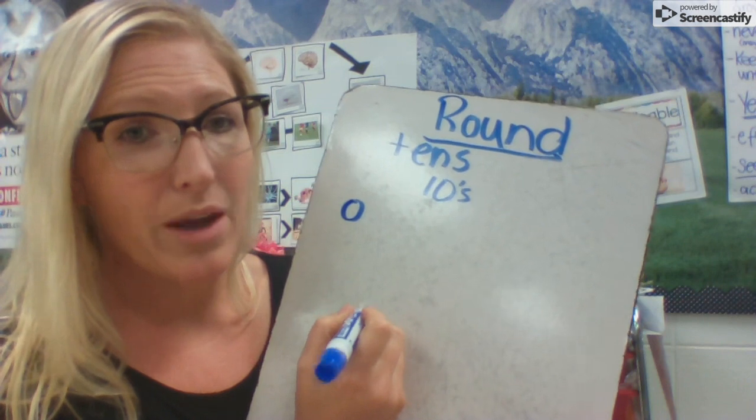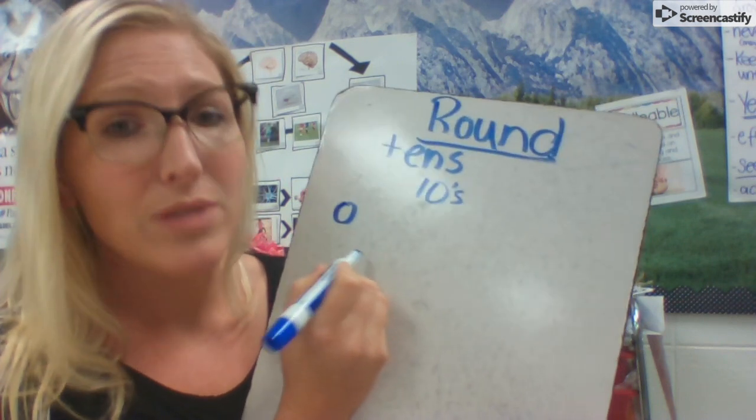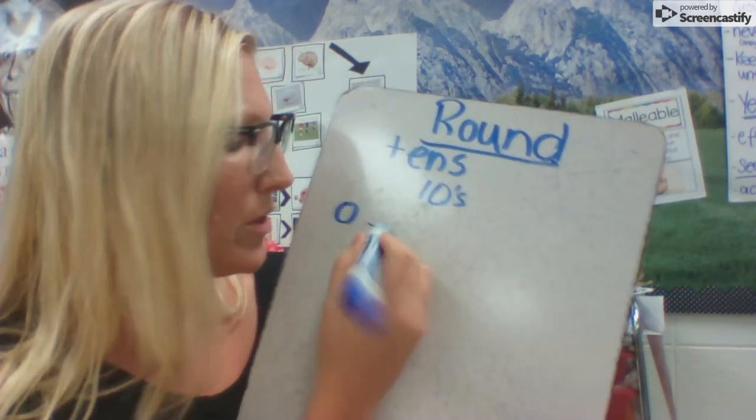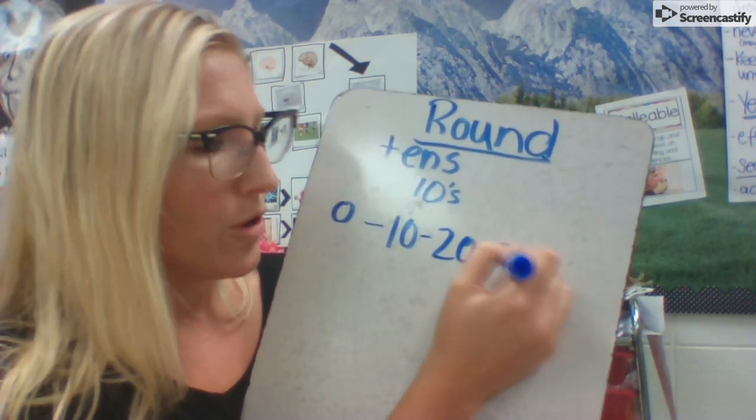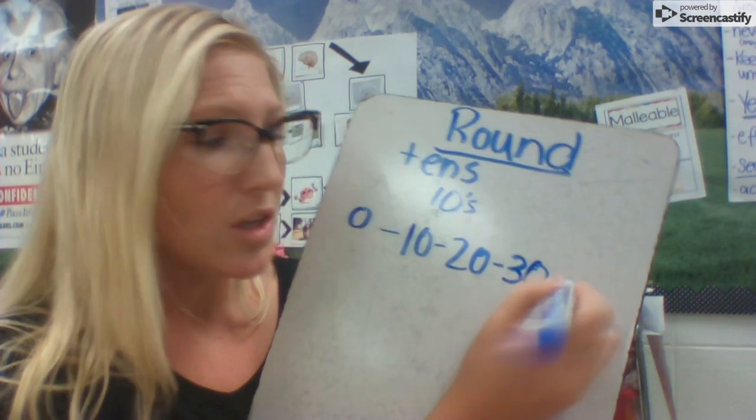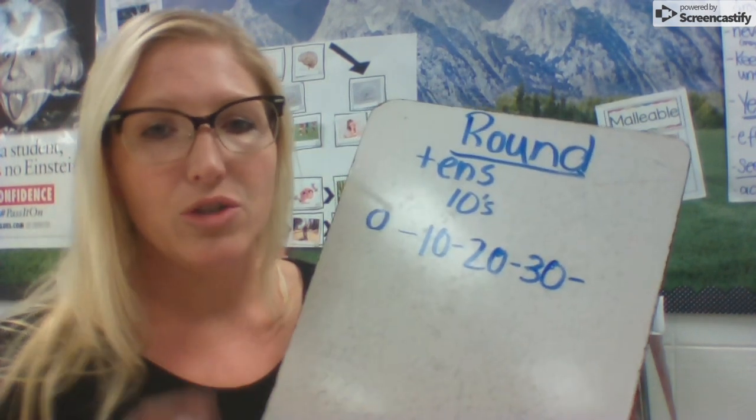0 is our place spot, and sometimes, believe it or not, you will round down to 0. So I always want you to start counting by 0. So 0, 10, 20, 30, 40, and so on. Don't stop counting out loud till you get to 240.